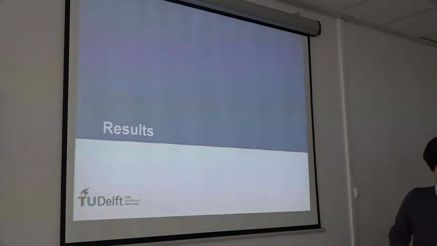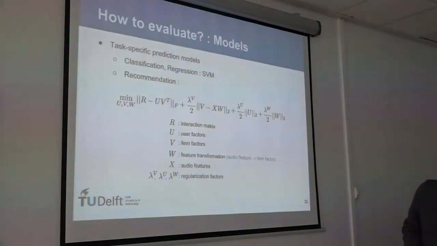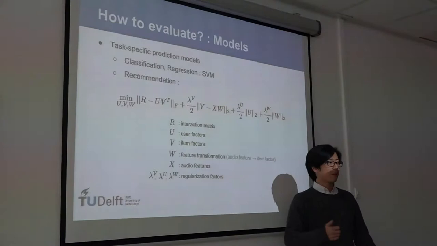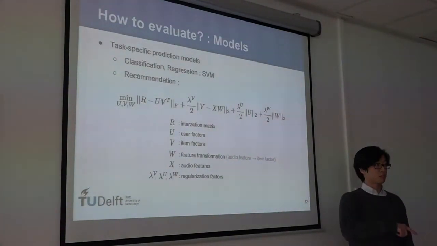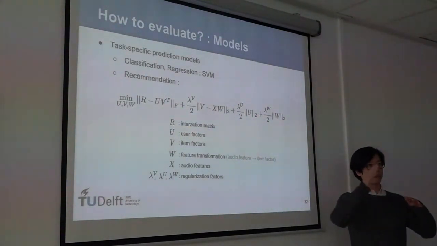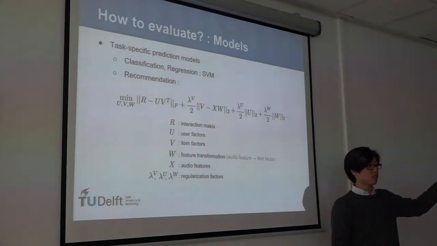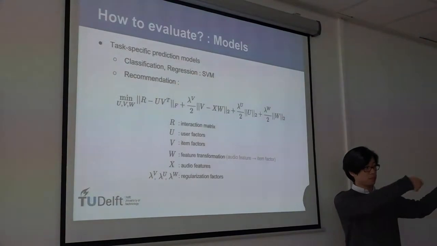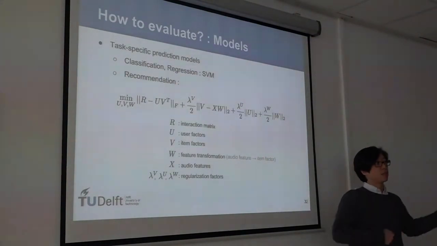Yes. So we have binary interaction information between users and music tracks. So we built a matrix with the dimensionality of number of users by number of tracks, and just filled the elements with 1 and 0.